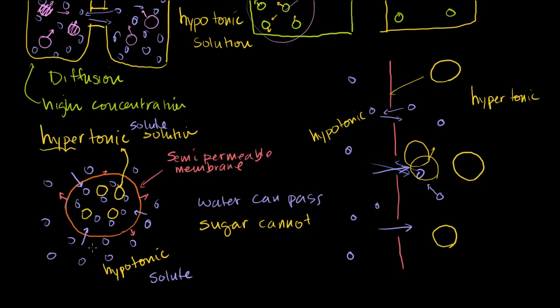But this idea of the solvent, in this case water, diffusing through a semi-permeable membrane is called osmosis. Osmosis. You've probably heard of learning by osmosis. If you put a book against your head, maybe it'll just seep into your brain. Same idea. That's where the word comes from. This idea of water seeping through membranes to try to make concentrations more equal.